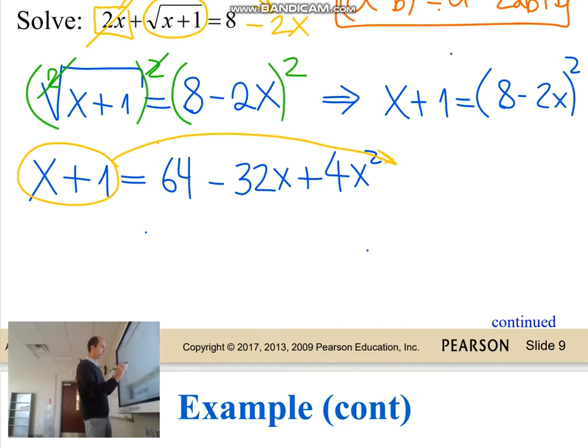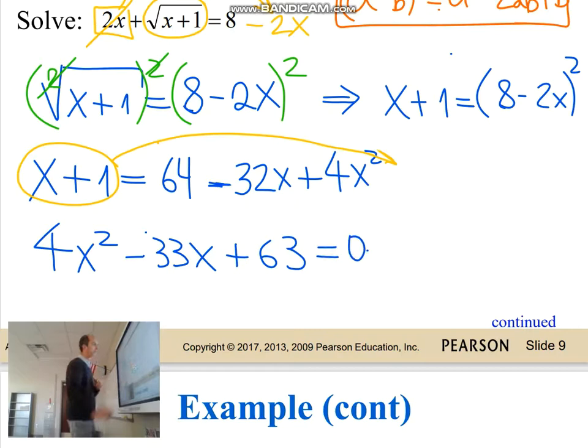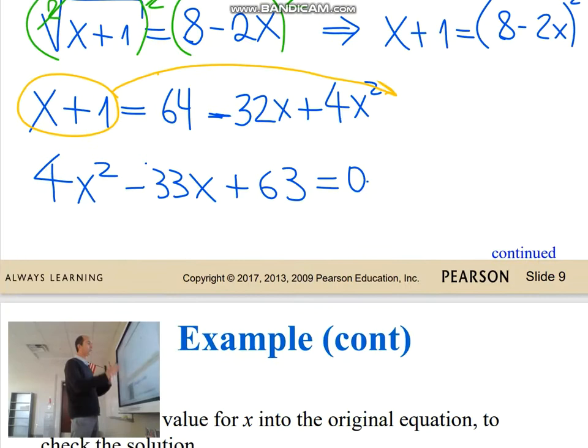let's write it a little bit differently. And you can switch sides, okay? You can switch sides for x squared. Negative 32x minus x, negative 33x, and 64 minus 1, 63. This equals 0. Well, you can apply a method to solve this, to factor it out. We've learned before, I will show here the solution, but one of the methods is the AC method, right?